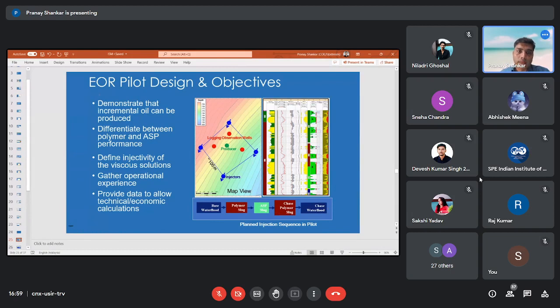So obviously there were certain objectives. One of the objectives was to demonstrate that incremental oil can be produced, and we need to quantify the difference between polymer and ASP performance. Then define injectivity of viscous solutions, gather operational experience, and provide data to allow technical and economic calculation.